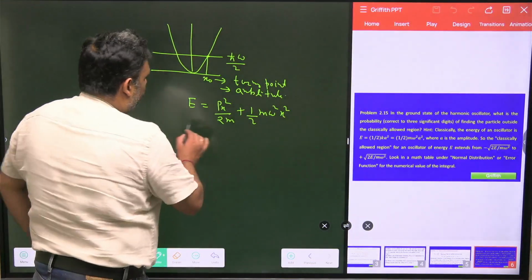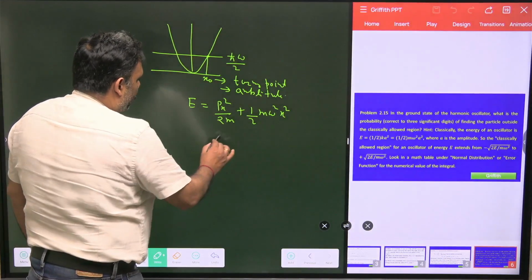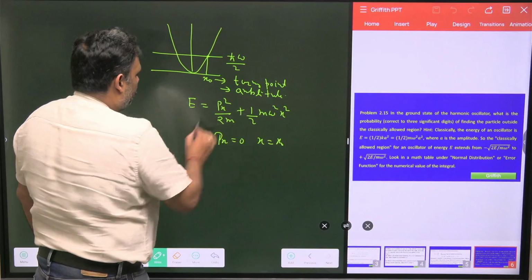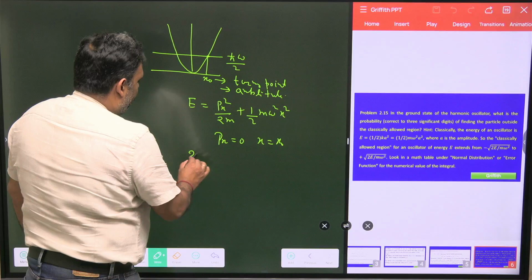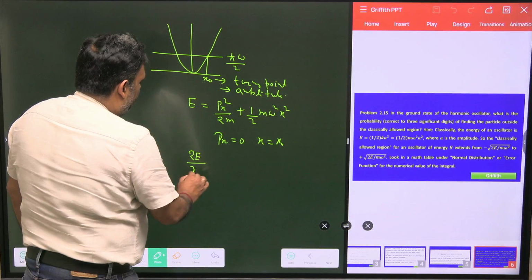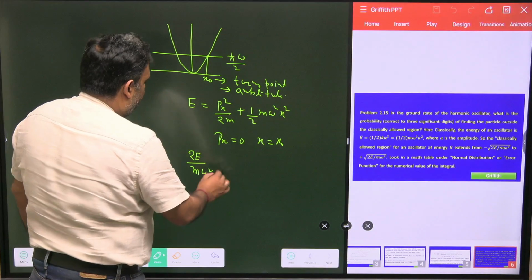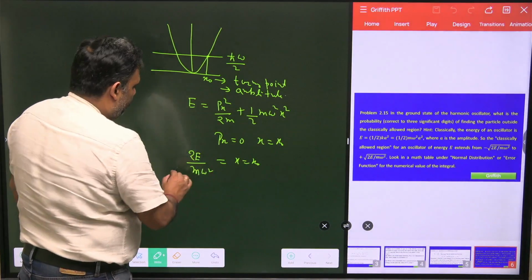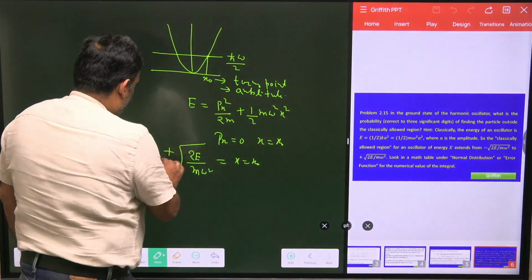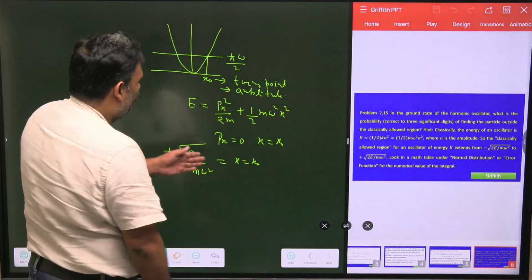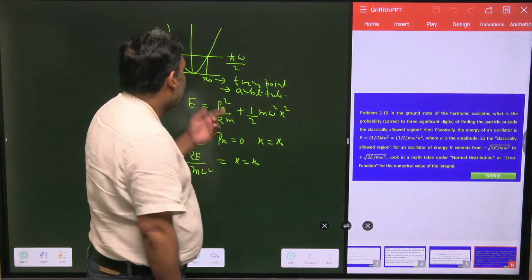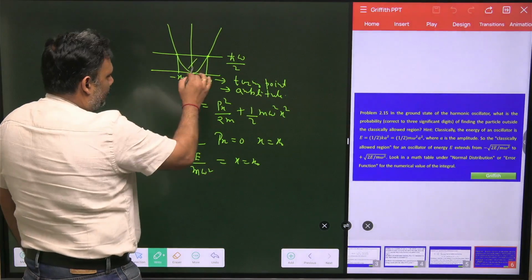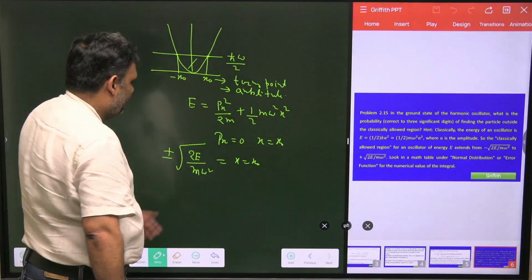So what will happen? The momentum px is going to 0 at x equal to x naught. So we have 2E upon m omega square equal to x, at x equal to x naught. Here we have a root with plus minus, so we take minus for this point and plus for this one. So this one is minus x naught. And this region is the allowed region, this region is the forbidden region.